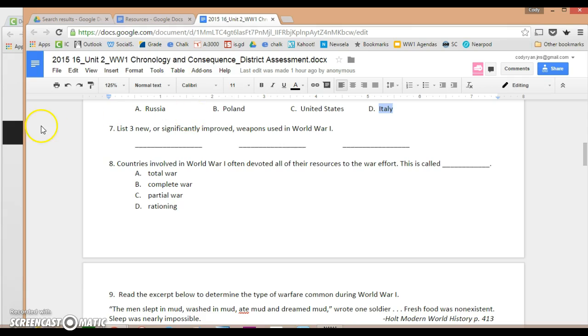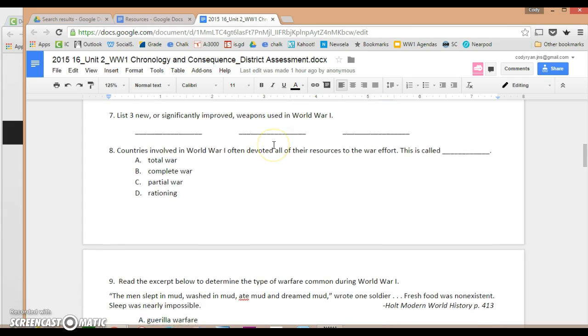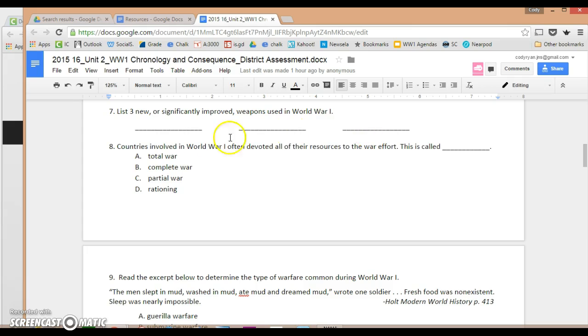And then number 7 is pretty straightforward. Just list 3 weapons that were kind of a big deal in World War I. So like they need to be somewhat new or were used in new ways. So like a bayonet wouldn't be a bad answer because that was used way before, and so it's not new or significantly improved. So 3 things, 3 weapons.